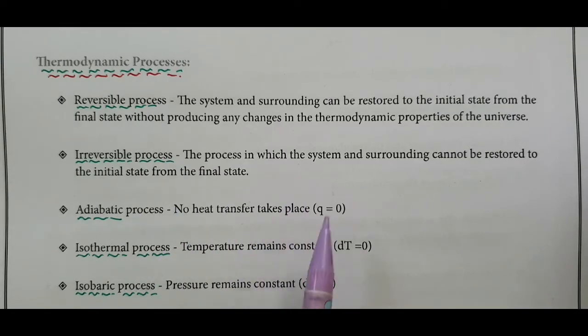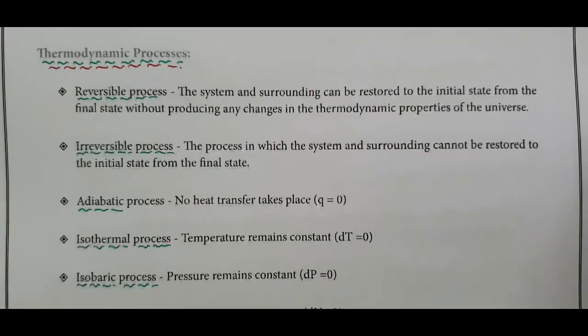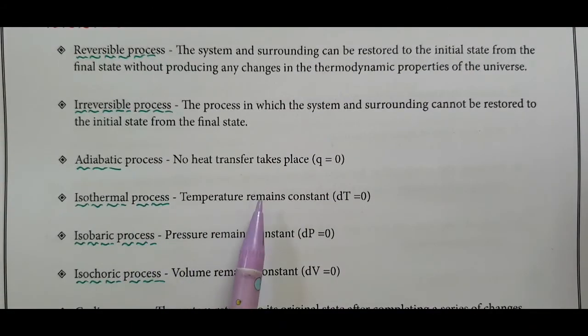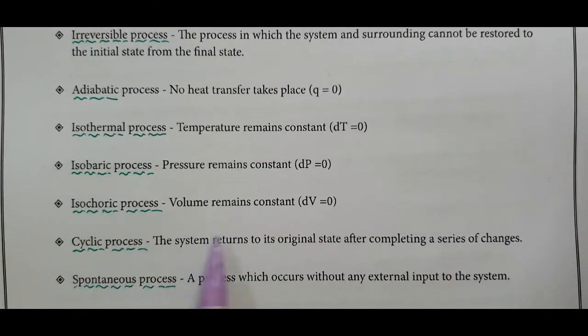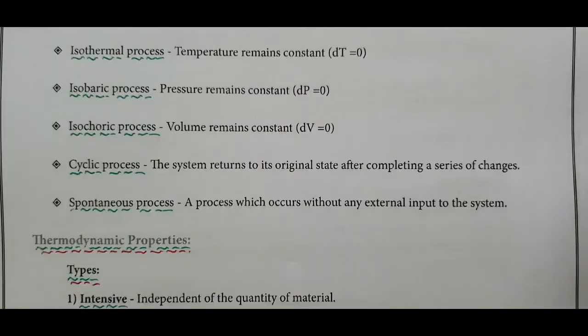For adiabatic process, Q equal to 0. Isothermal process, temperature remains constant, dT equal to 0. Isobaric process, pressure remains constant, dP equal to 0. Isochoric process, volume remains constant, dV equal to 0. A cyclic process is one in which the system returns to its original state after completing a series of changes. Spontaneous processes: a process which occurs without any external input to the system is called a spontaneous process.